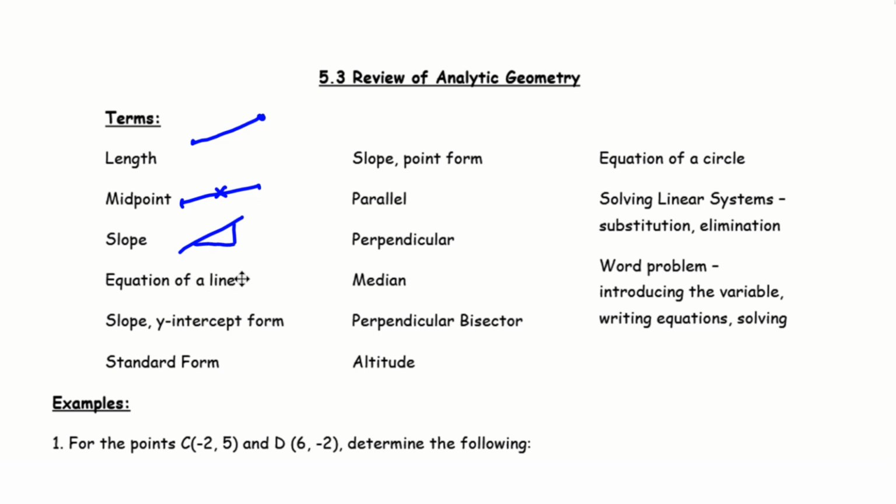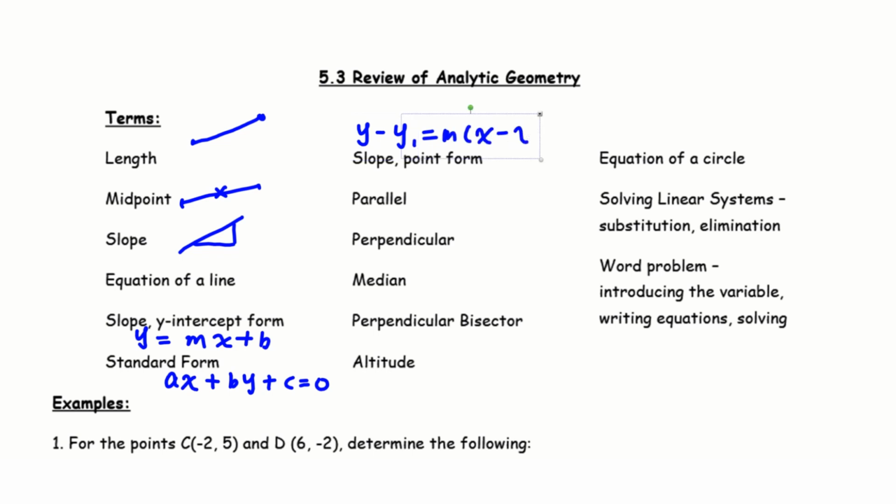Equation of a line comes in different formats. The first one is slope y-intercept form, so y = mx + b. Standard form is ax + by + c = 0. And the slope point form is y minus y1 equals m bracket x minus x1.